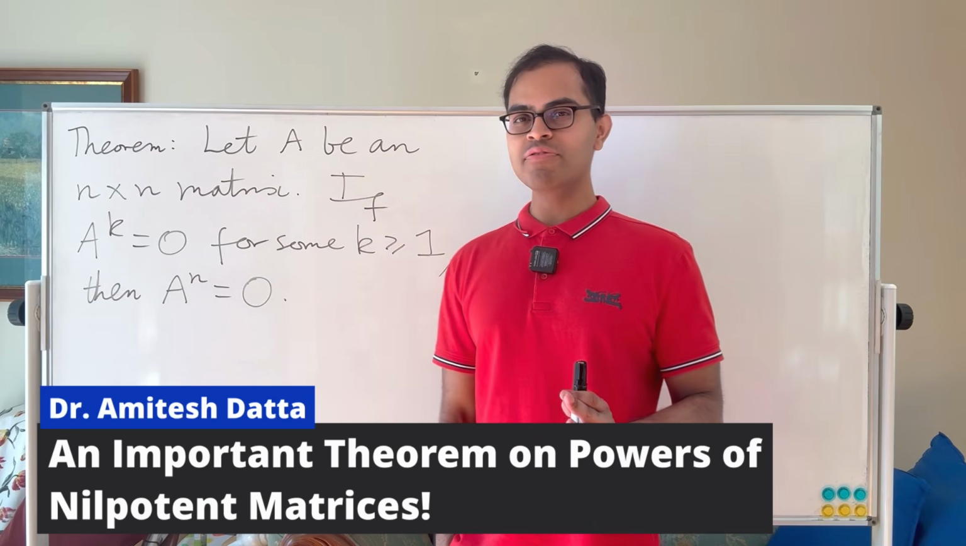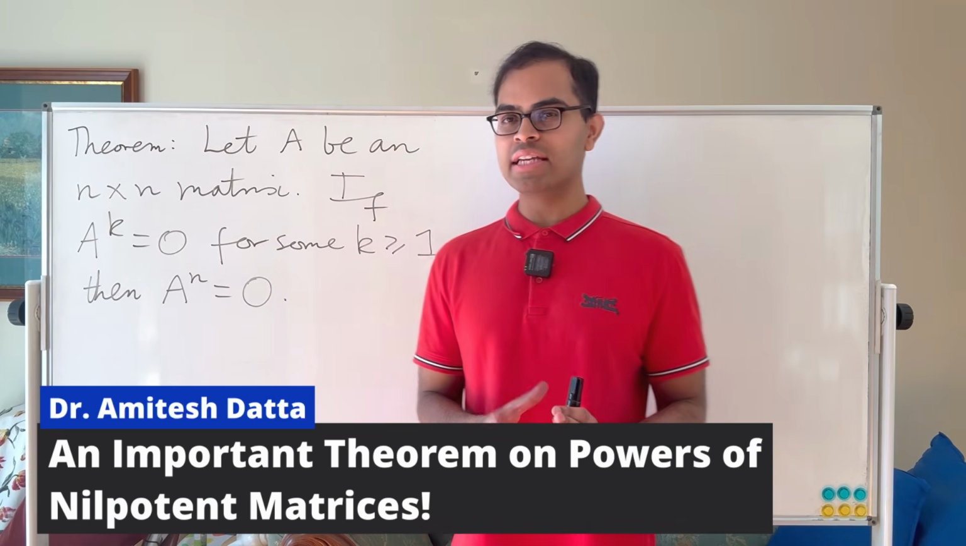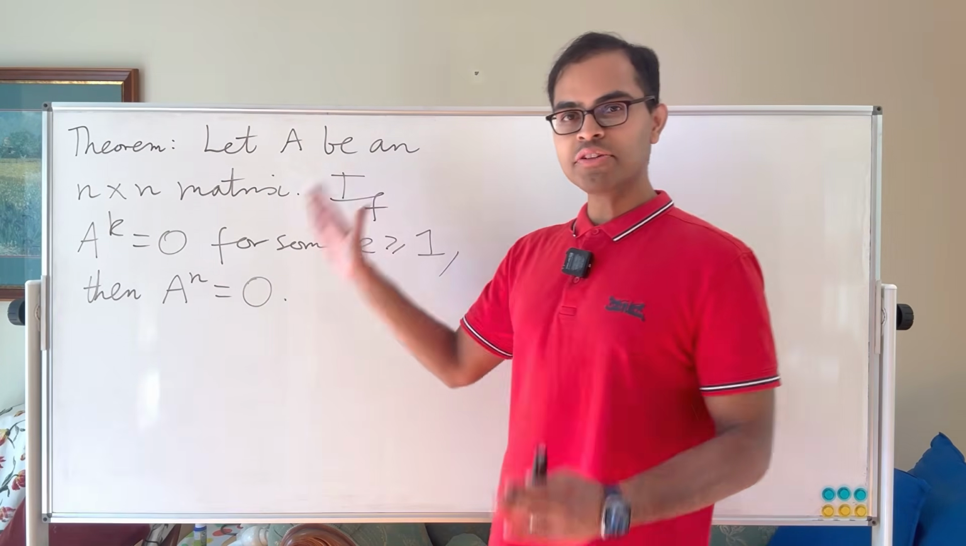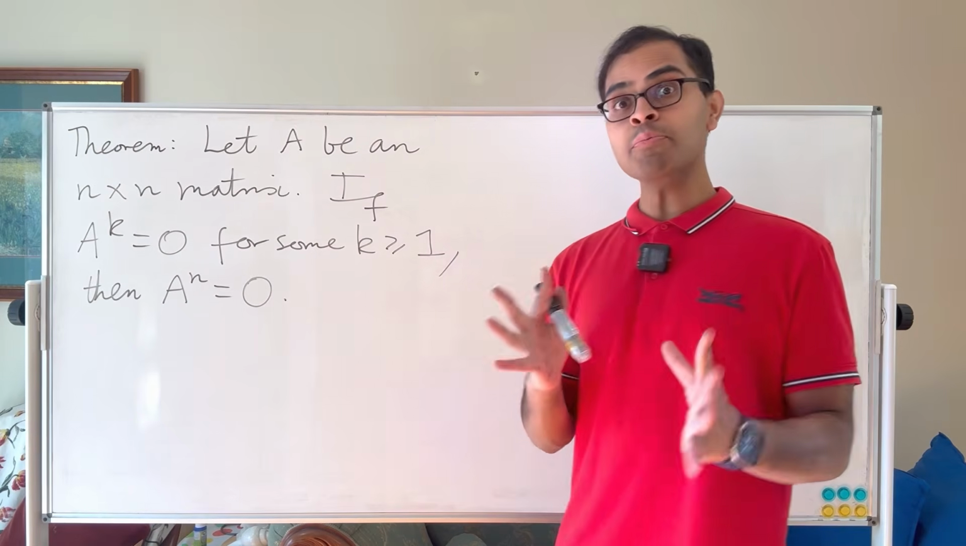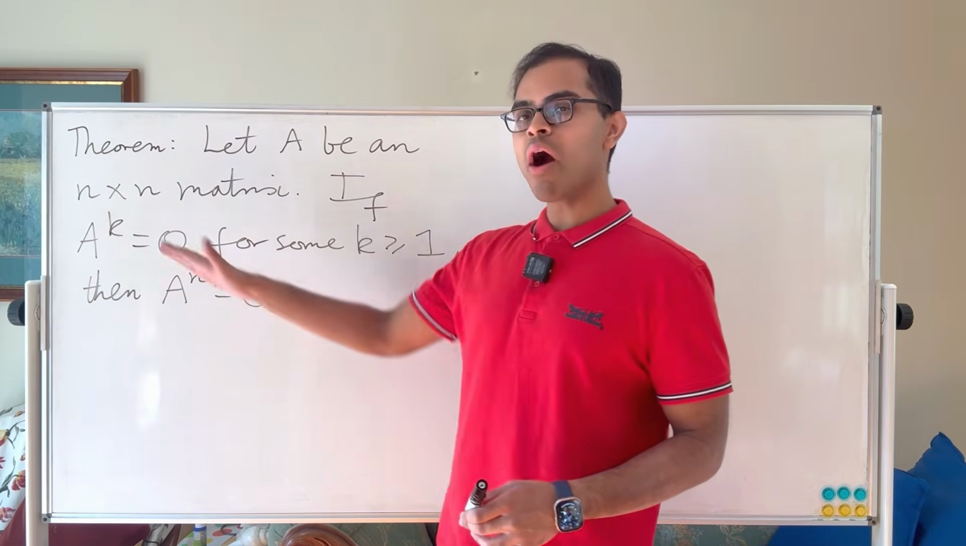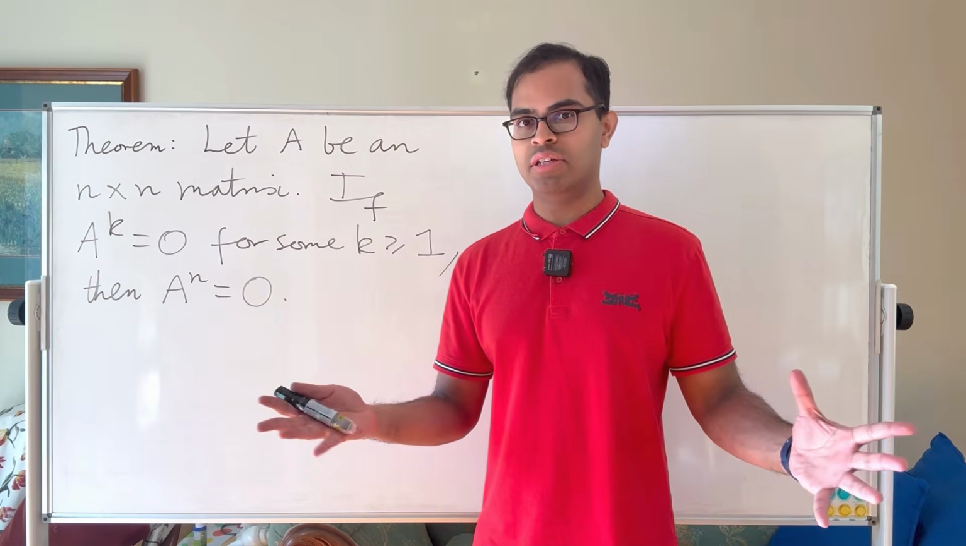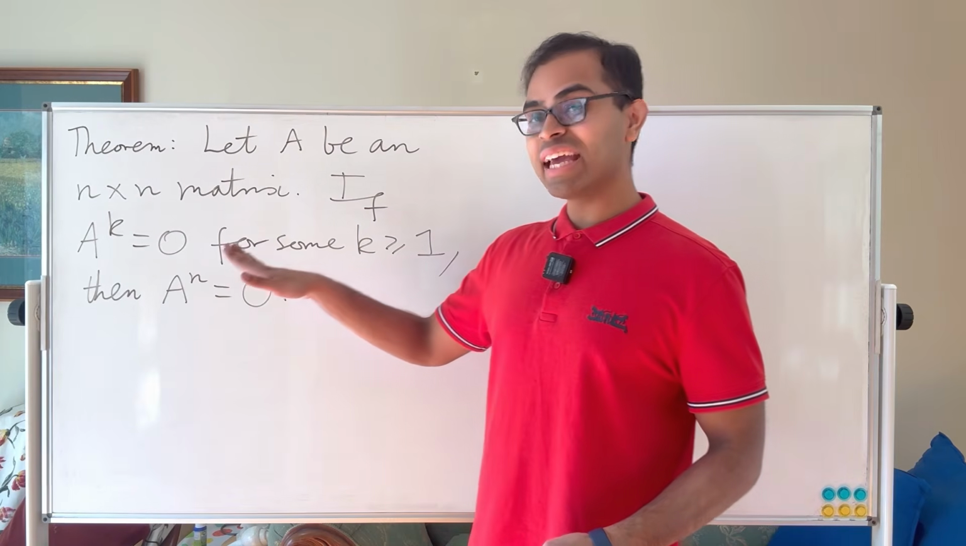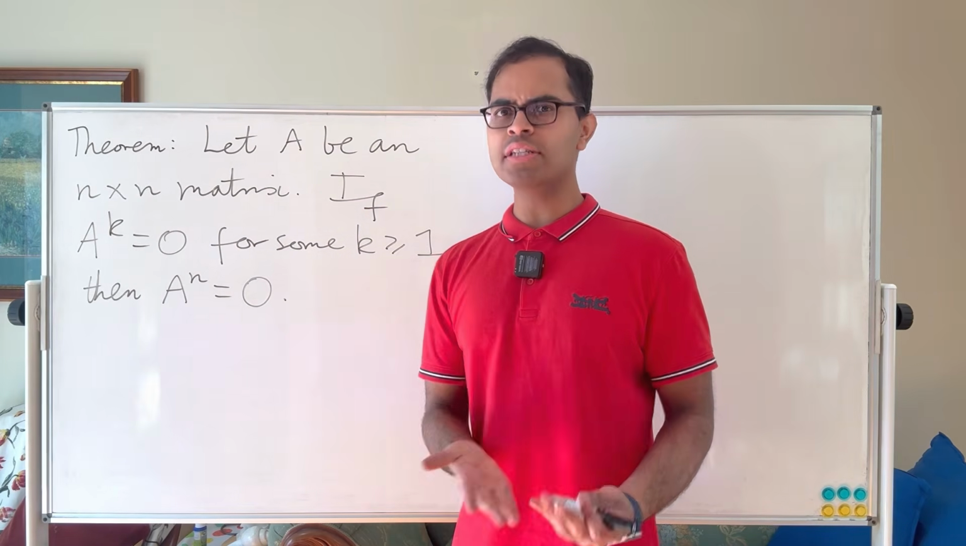This is such a beautiful application of linear algebra ideas. If you have an n by n matrix A, and A is nilpotent, which means that some power of A is equal to the zero matrix, then we can conclude that actually the nth power of A is equal to the zero matrix.